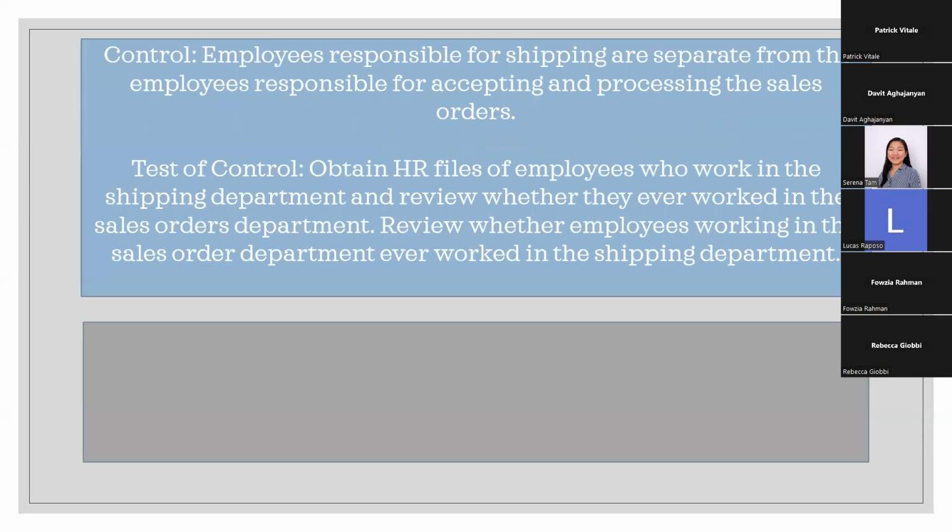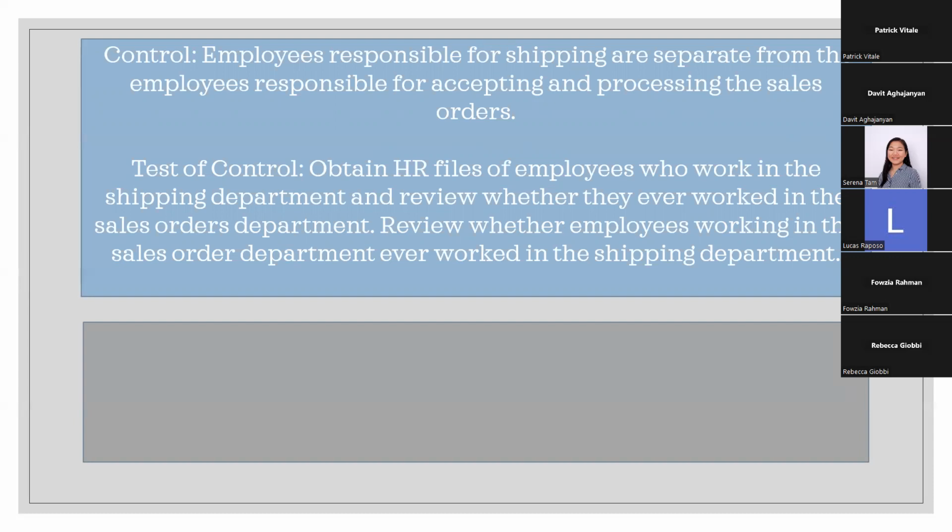Control: employees responsible for shipping are separate from the employees responsible for accepting and processing the sales orders. Test of control: obtain HR files of employees who work in the shipping department and review whether they ever worked in the sales orders department. Review whether employees working in the sales order department ever worked in the shipping department. Is that good enough? Not good, right? Not good. Yeah, so David, right on point.